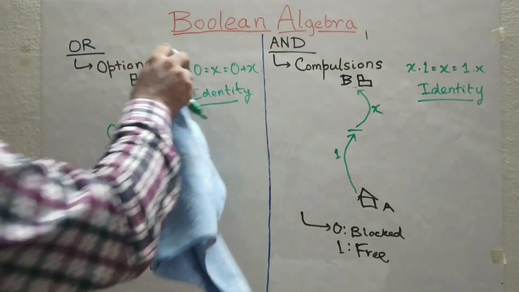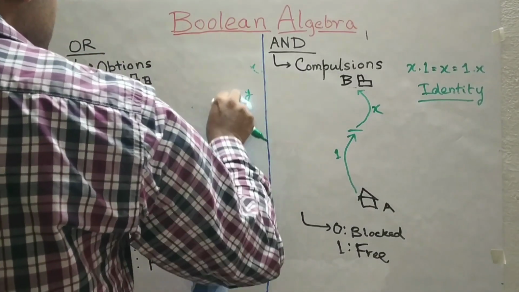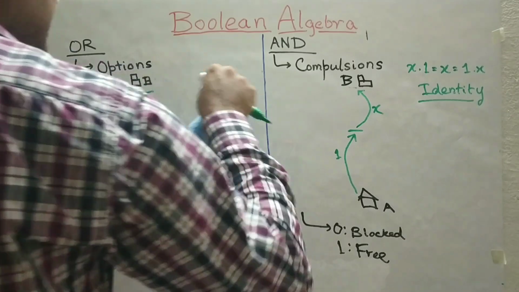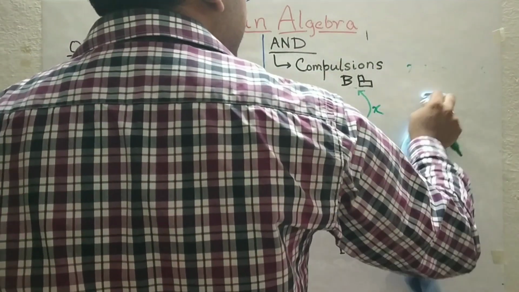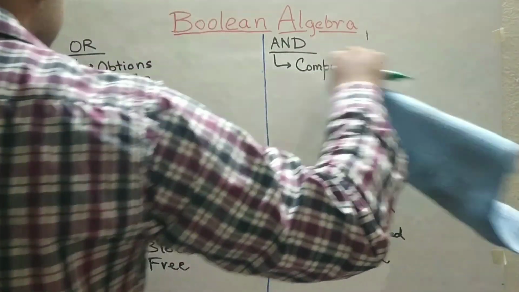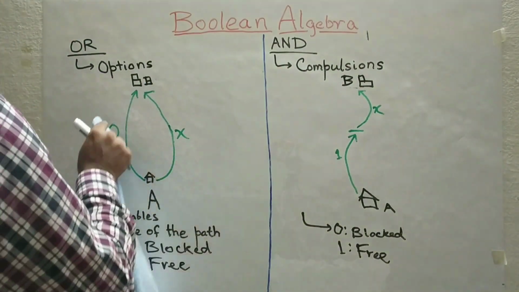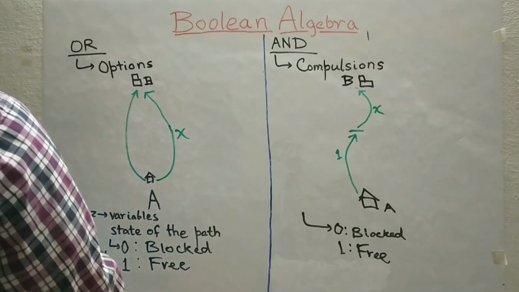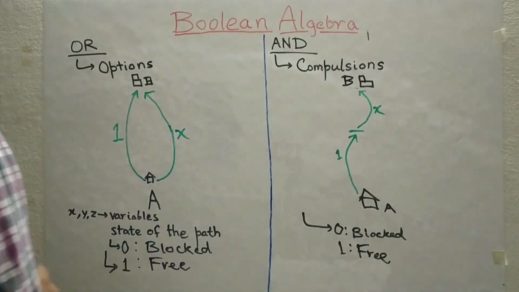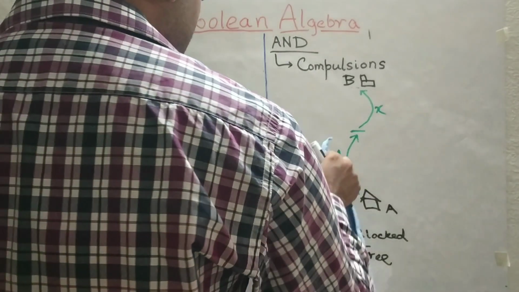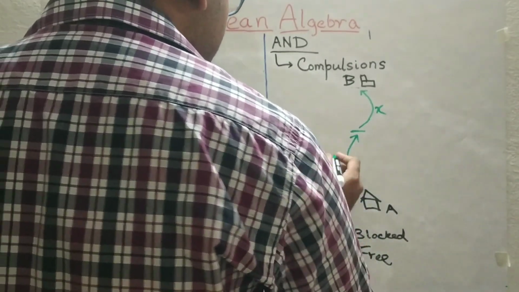Now we will see what happens when we replace the 0 with a 1 and the 1 with a 0. So here we are going to have a 1 in OR, and in AND we are going to have a 0.